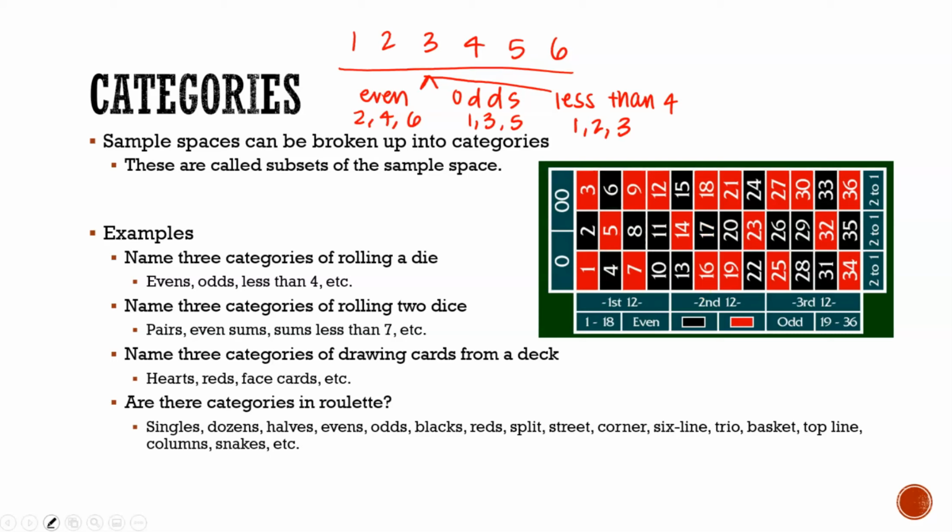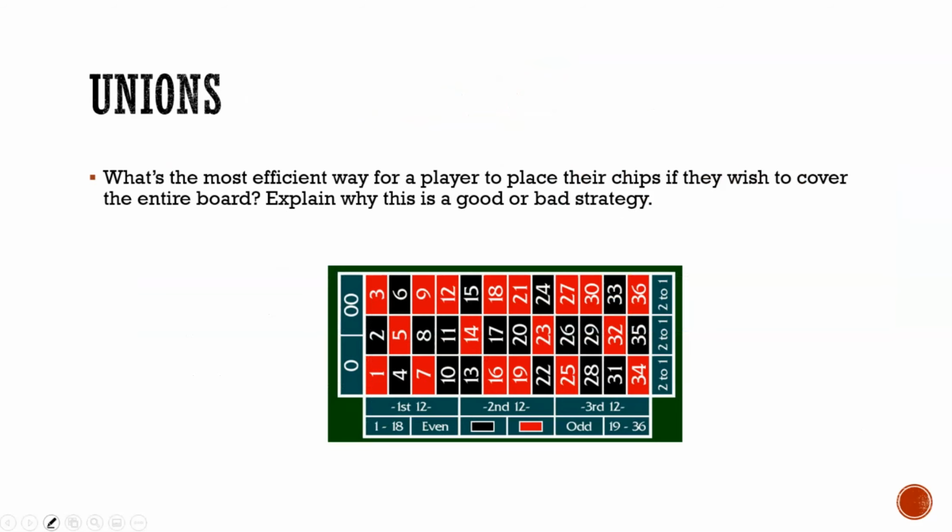That would include the 3 dozens, the first and the second half, the evens and odds, black, red, as well as the columns. To introduce the word union, what is the most efficient way for a player to place their chips if they wish to cover the entire board?